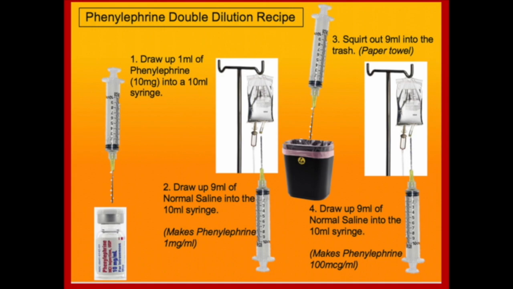Don't squirt it all out. You're going to squirt out all but 1 milliliter. You could do it into a paper towel. So you'll have now 1 milliliter or 1 milligram of phenylephrine available. You'll go back in for the second time, pull out 9 milliliters, and that's going to make the phenylephrine now 100 micrograms per milliliter, and that's how we dose it for the patient.